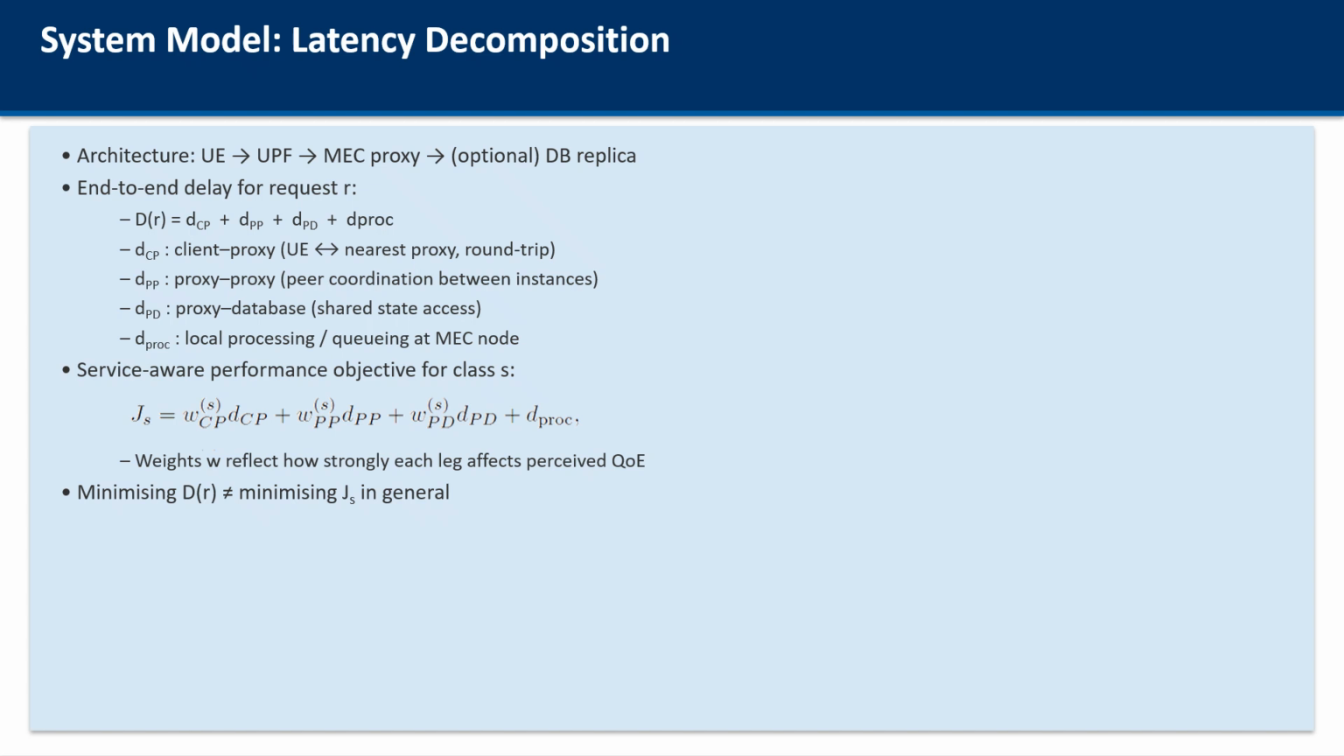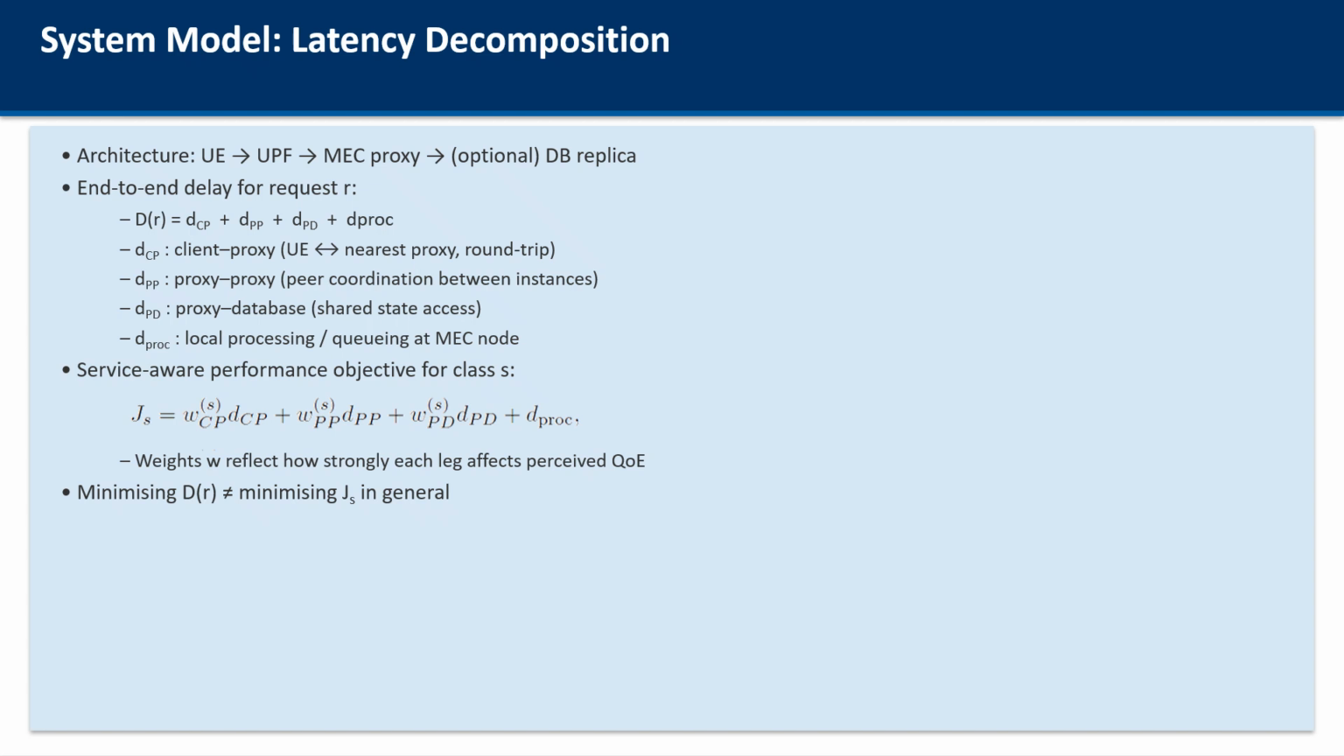Now let me present the formal model. We consider a 5G and 6G edge-enabled architecture where user equipment traffic is anchored at a UPF and steered toward application logic at MEC sites or, if necessary, toward a core or cloud location. Application logic includes a lightweight proxy for session management and caching, and an optional state component such as a database. The end-to-end delay for a service request R decomposes as D(R) = D_CP + D_PP + D_PD + D_process.